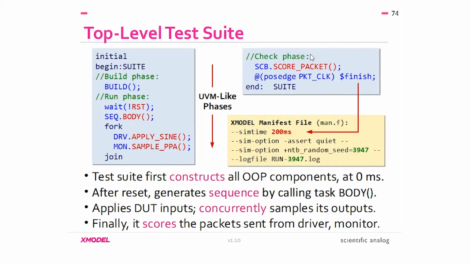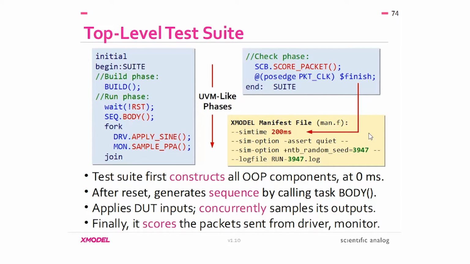We can transition to check phase, where we put the scoreboard to work. Its score packet task, as we saw briefly in section 5, takes the data packets sent up from the driver and monitor, and uses them to compare the actual filter gain versus the expected filter gain derived from a golden HSpice reference model. And that happens in 0 time and generates a transcript, which we'll see on the next slide. We can then call $finish. The simulation run is over.